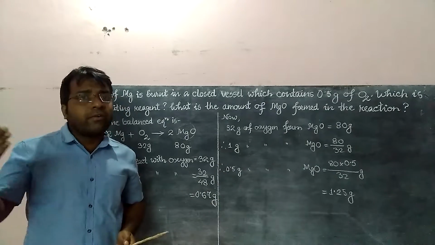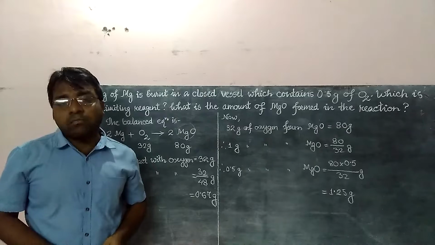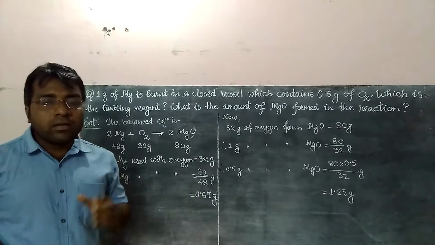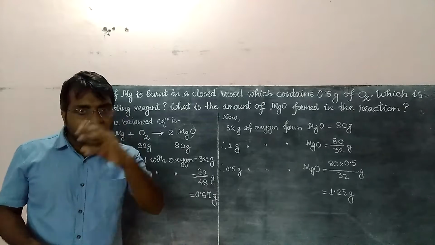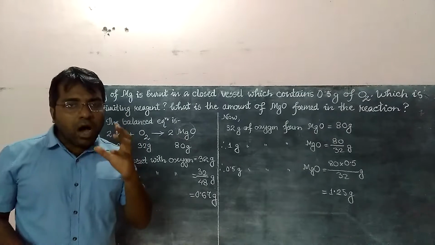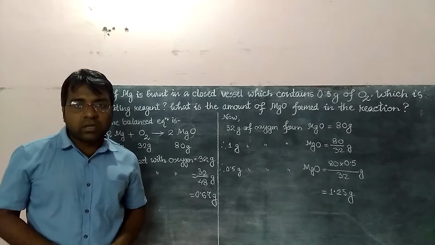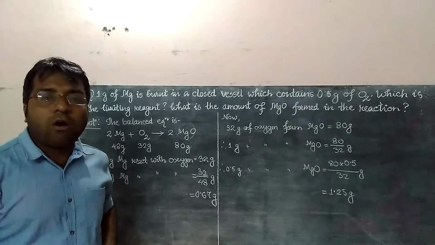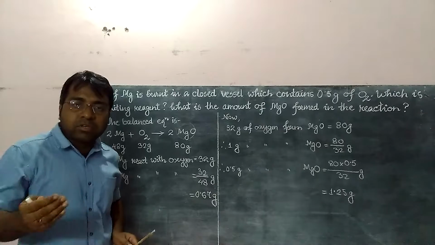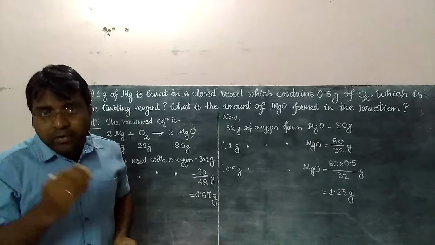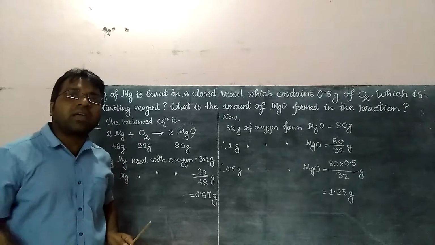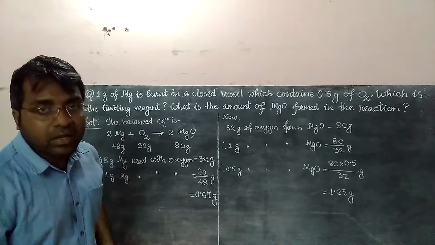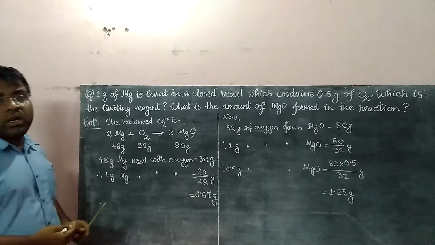Students, limiting reagent or limiting reactant means which gets consumed in the reaction completely, that is considered as the limiting reagent. So it means after the completion of the reaction, the reagent which gets totally consumed up and finishes off, that is considered as the limiting reagent or limiting reactant, and which is left behind, that is considered as excess reagent. Let's read out the question at first.